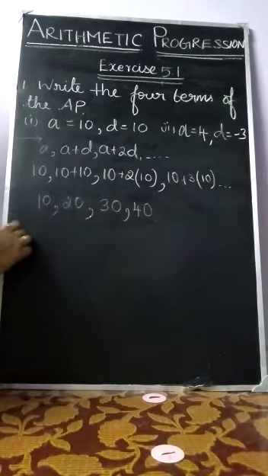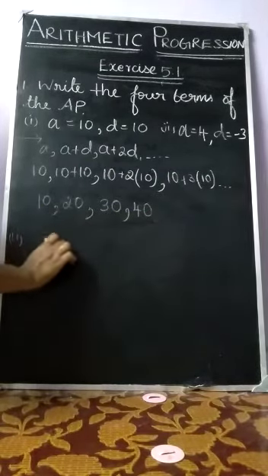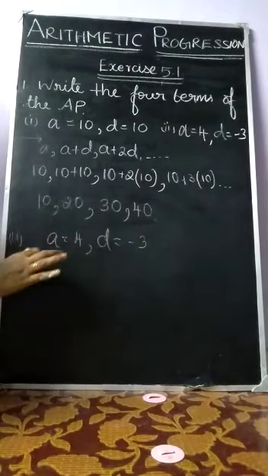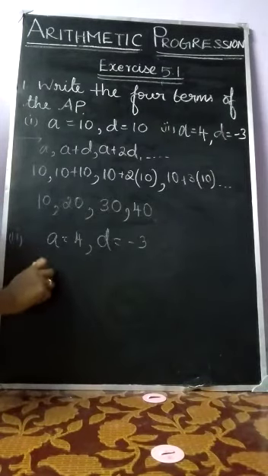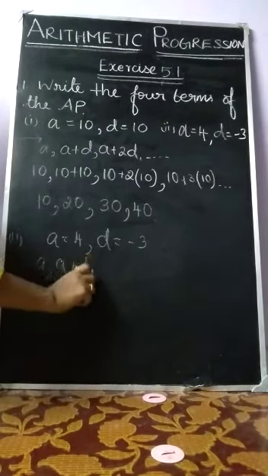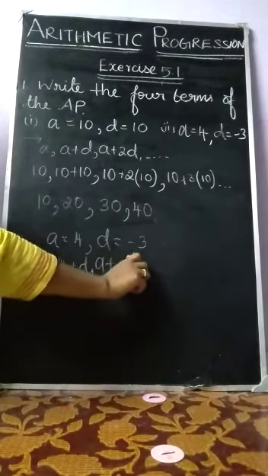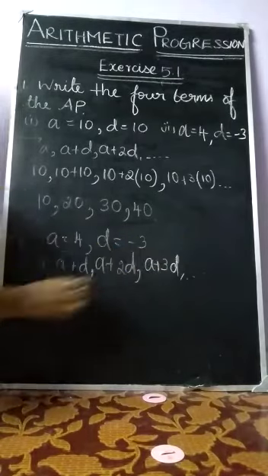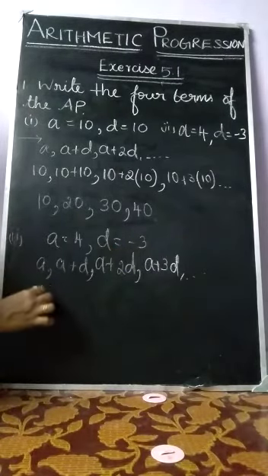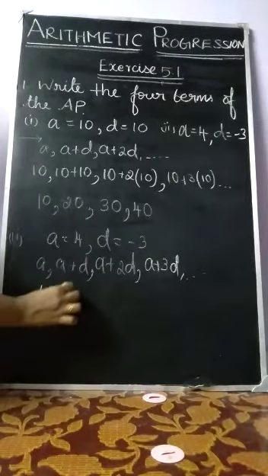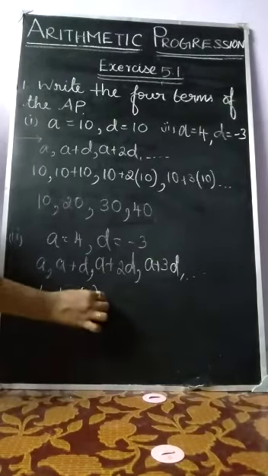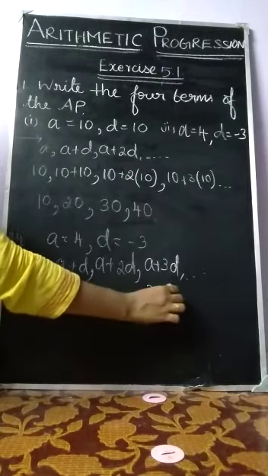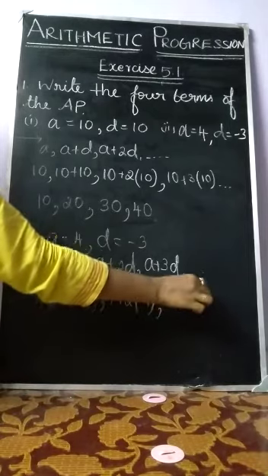Okay. The next subdivision, what is given? A is equal to 4, D is equal to minus 1. The same procedure we have to follow. We have to make a list A, comma, A plus D, comma, A plus 2D, comma, A plus 3D, etc. Okay. The first value, A value is 4. A plus D. So 4 plus of minus 1. Next one 4 plus 2 of minus 1. Next one 4 plus 3 of minus 1.